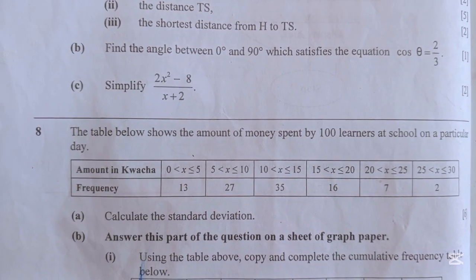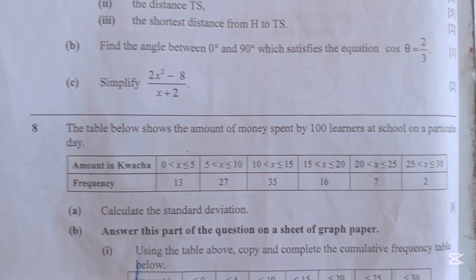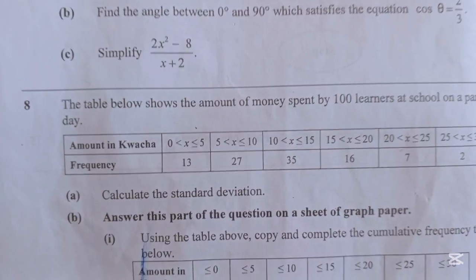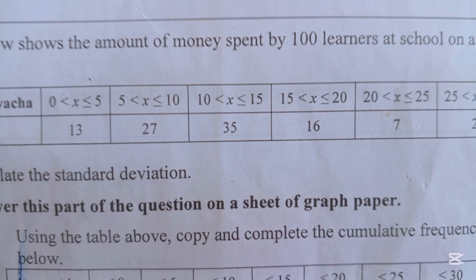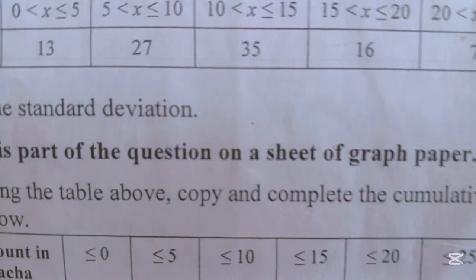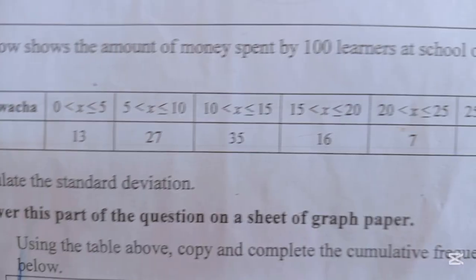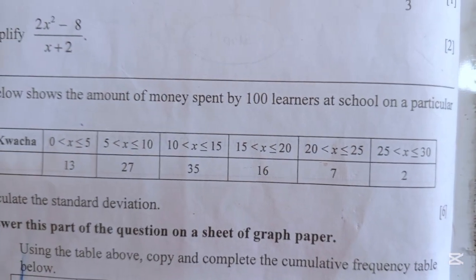Between 5 kwacha and 10 kwacha, there were 27 students. Between 10 kwacha and 15 kwacha, there were 35 students. Between 15 kwacha and 20 kwacha, there were 16 students. Between 20 kwacha and 25, there were 7 students. And between 25 kwacha and 30 kwacha, there were 2 students.